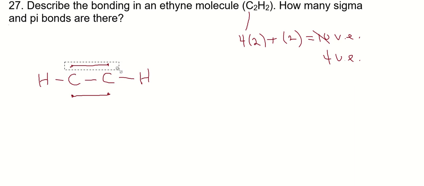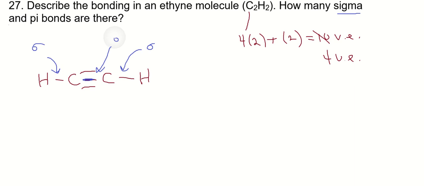Let me clean this up a little bit. So to quickly answer this question on your test in terms of the number of sigma bonds, you just count up all the single bonds. They're always your sigma bonds. So there's one there, there's one there, and the first bond of every multiple bond is also a sigma bond. So there are 3 sigma bonds in ethyne.